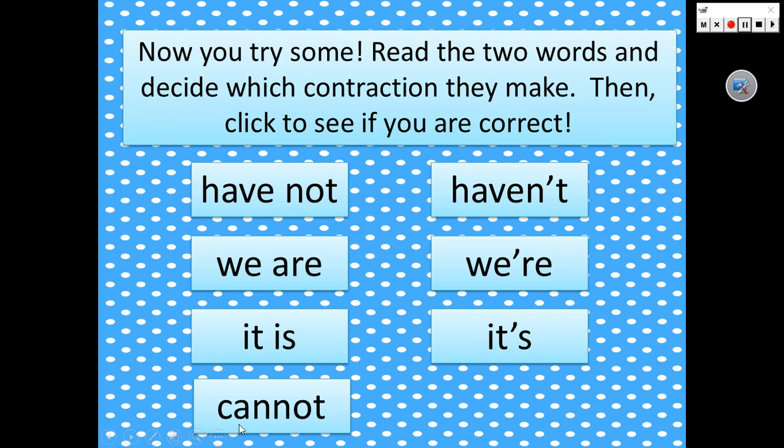And the last one here is cannot. Like I cannot see the screen. And if you squish can and not together, you get can't. So the contraction has the exact same meaning as the two words. The meaning does not change at all. You're just squishing the words together to make something that's shorter and easier to say.